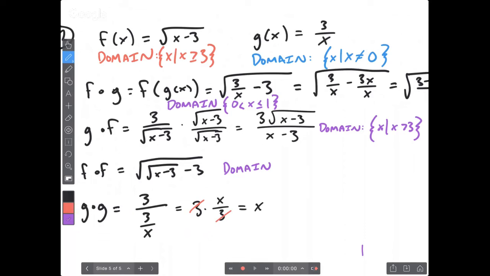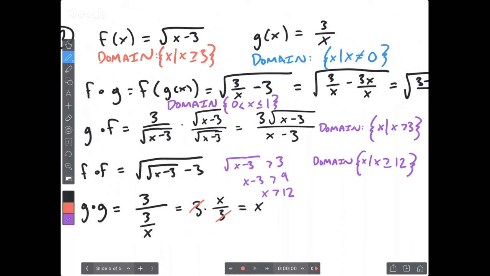So let's do a little bit of math now. Let's back up. I know that root of x minus 3 has to be greater than 3. So x minus 3 needs to be greater than 9. So x needs to be greater than 12. So we've got domain, set of values x such that x is greater than or equal to 12. Because 12 minus 3 is 9, square root of 9 is 3, 3 minus 3 is 0, square root of 0 is 0. As long as we're bigger than that, we're good.